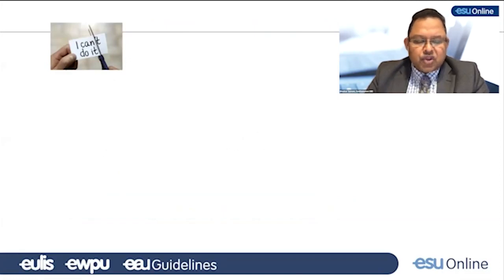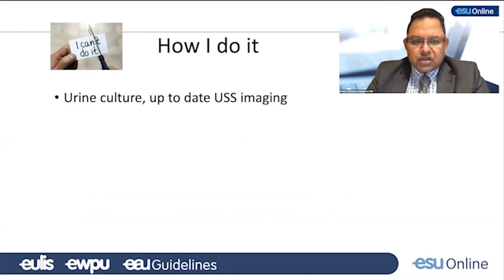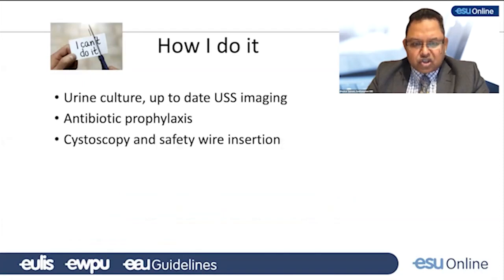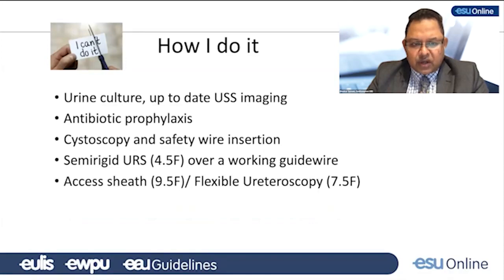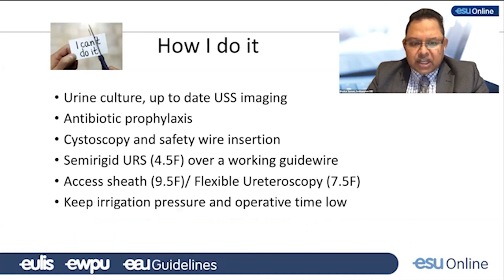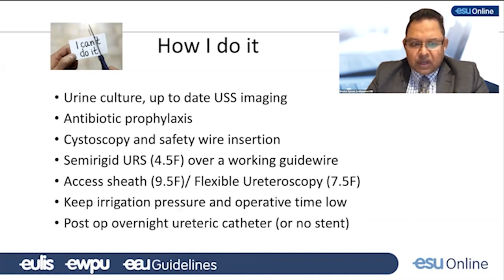Initially, when we started doing it, we thought we can't do it, but actually you can. And how do I do it? Urine culture, up-to-date ultrasound imaging preoperatively, antibiotic prophylaxis at the time, cystoscopy, safety wire insertion, semi-rigid ureteroscopy over a working guide wire, access sheath use only if needed and possible, and flexible ureteroscopy, keeping the irrigation pressure and operative time low, and overnight catheter or maybe stentless if possible.